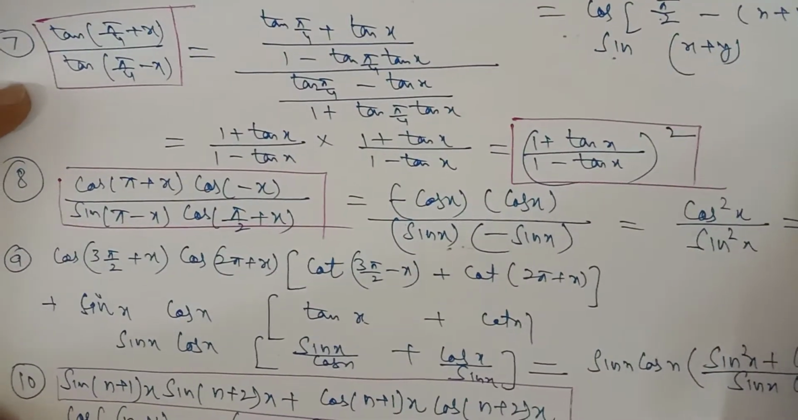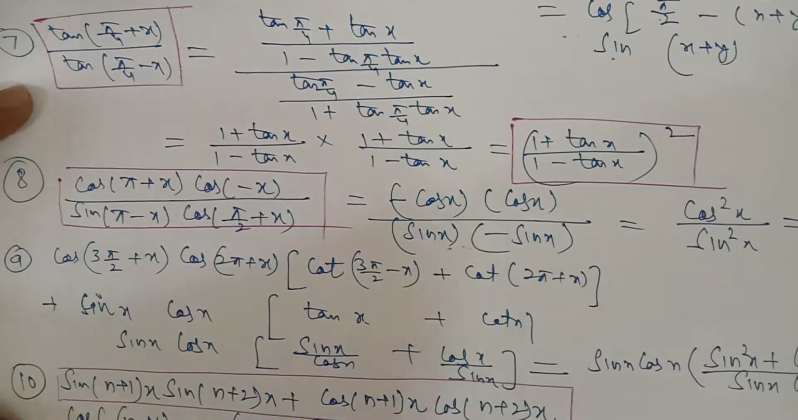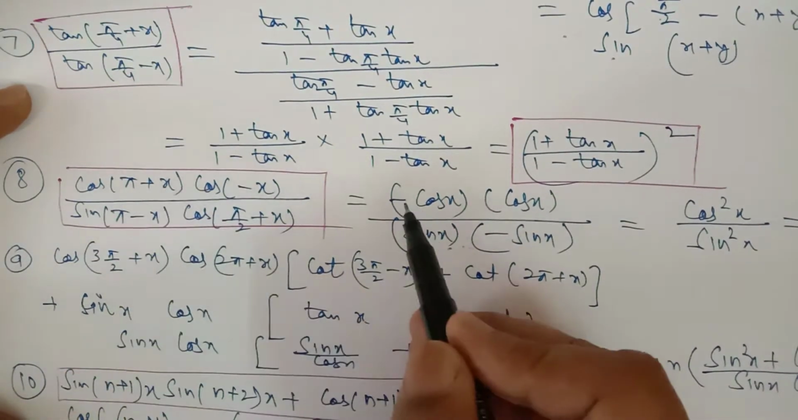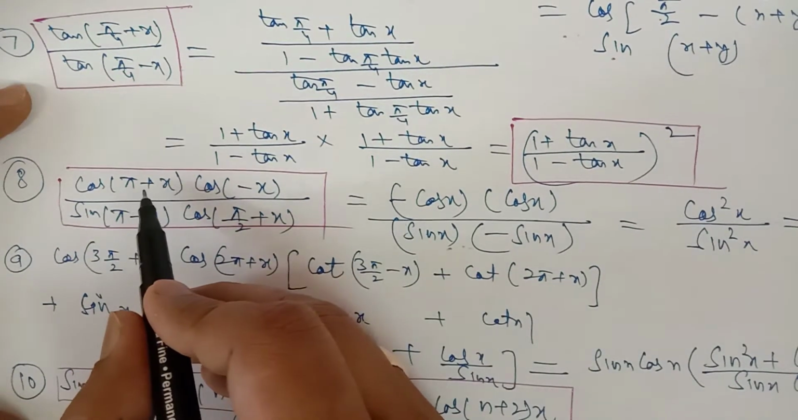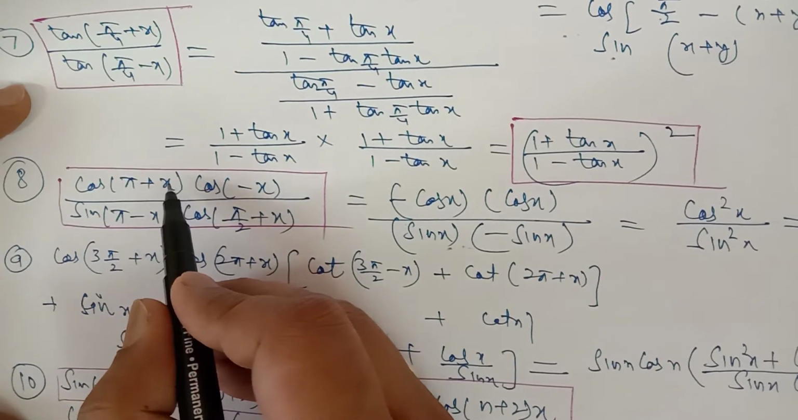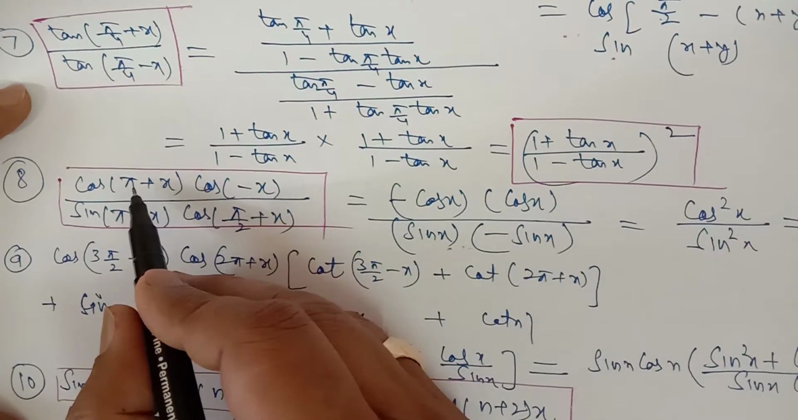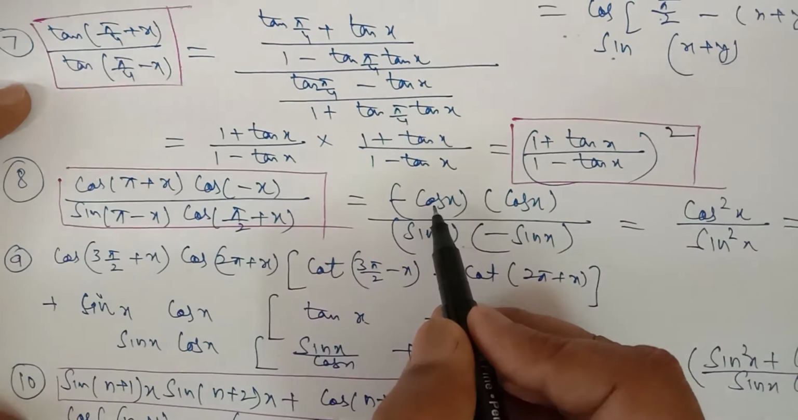Question number 8 is directly based on the identities you have done. Cos(180 plus x) is equal to minus cos x. You can write like this: pi plus x means third quadrant. In the third quadrant, cos is negative. In a 180-degree angle, the trigonometric ratio does not change. That's a short way you can do it.